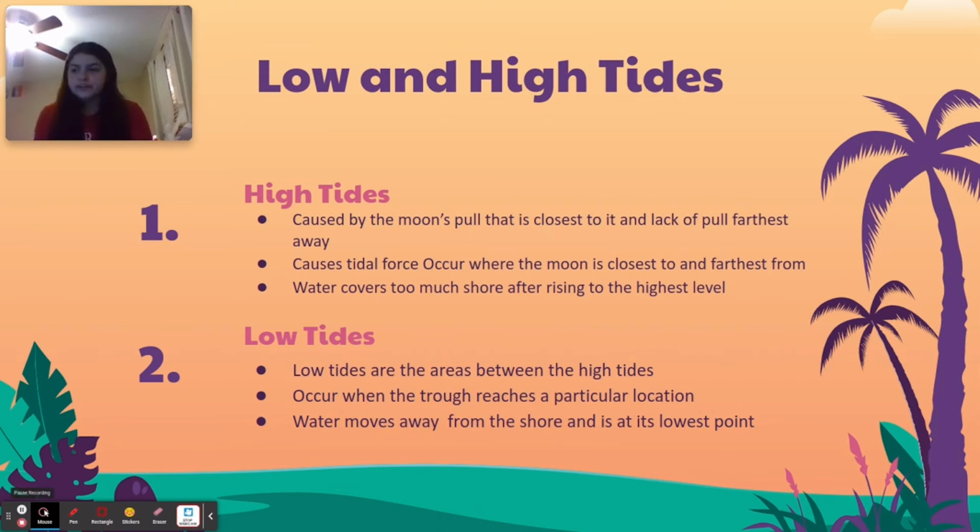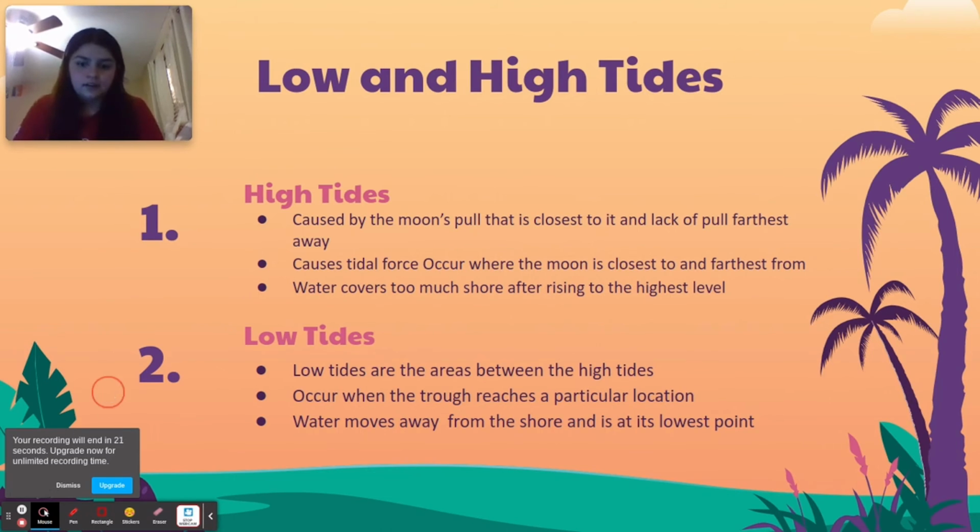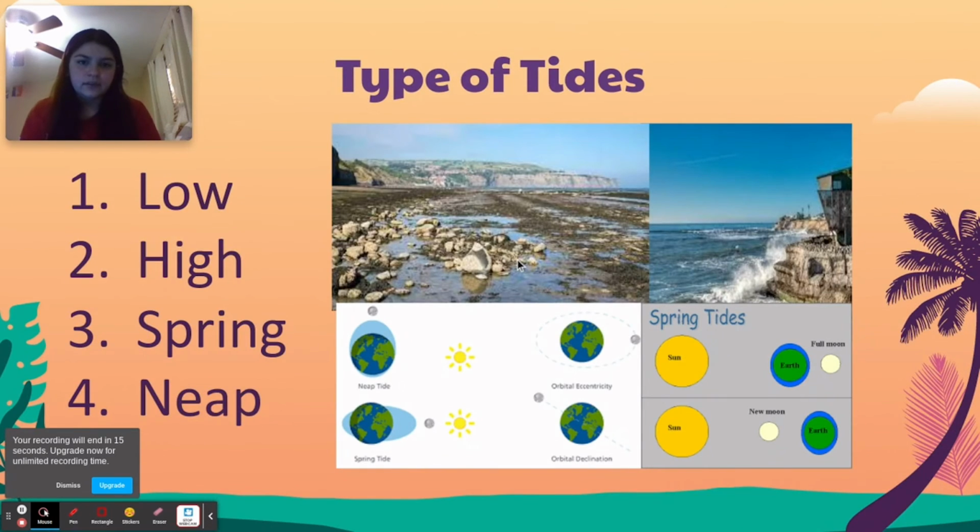And last to know is that at low tides, water moves away from the shore and is at its lowest point. You don't really notice low tides because they're at the lowest point of the shore, like I showed you in this slide. This is the low tide and this is the high tide.